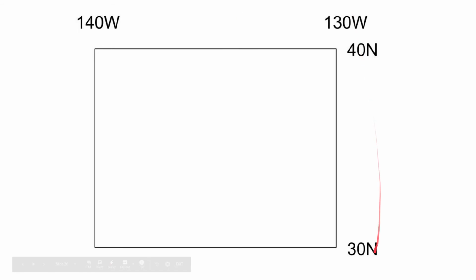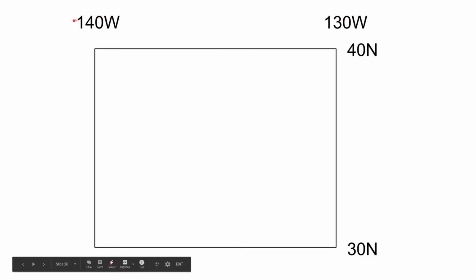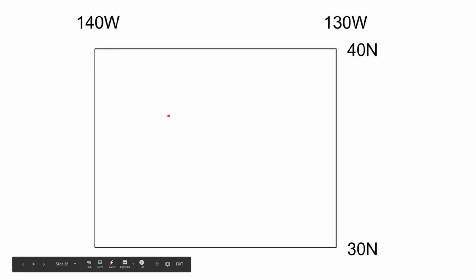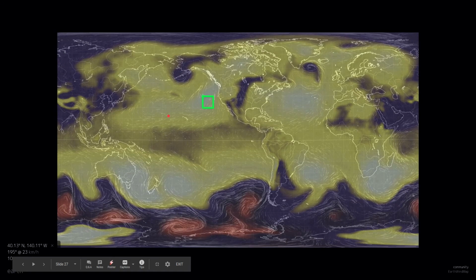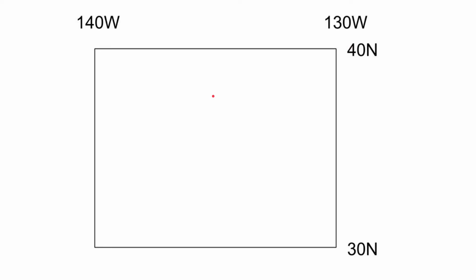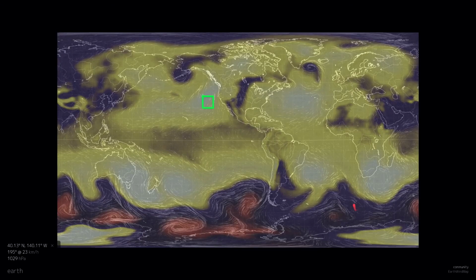So this is going from 30 degrees north to 40 degrees north, and then from 130 west to 140 west. So this box in this particular question would be 10 degrees high by 10 degrees wide. And then on the map, this is where that box would be. So this is 40 degrees north, 30 degrees north. This is 140 degrees west. This is 130 degrees west. 140 west, 130 west, 40 north, 30 north. So that would be the bounding box.